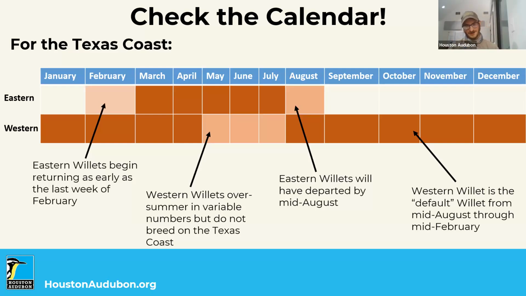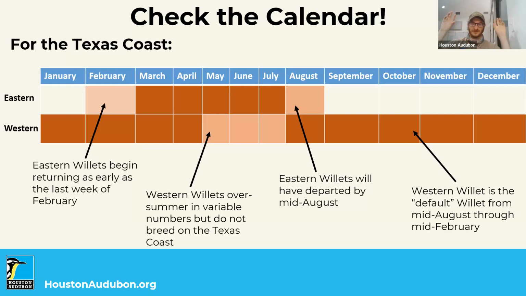And frankly, giving this presentation on September 10th, I'm sorry to tell you, there are probably no Eastern Willets in all of Texas right now. At least there shouldn't be. They should have been gone about a month ago. So from basically mid-August through September, October, November, December, January, all throughout the winter, the only willets that you should be encountering on the Texas coast, or anywhere in the United States, should be Western Willets.